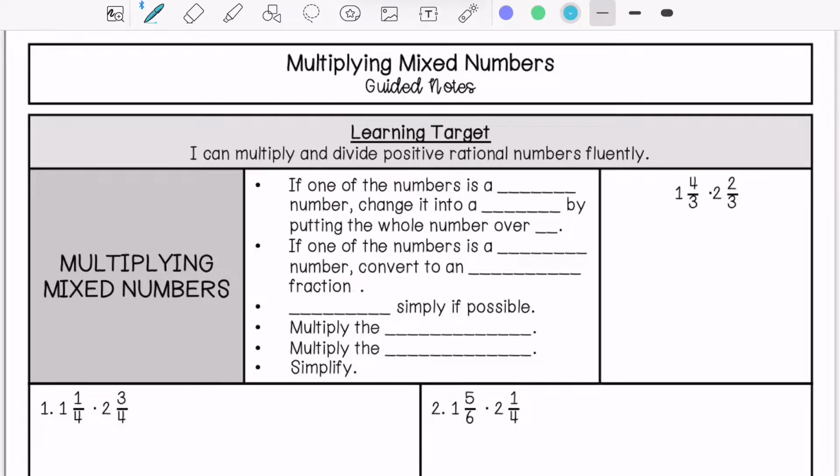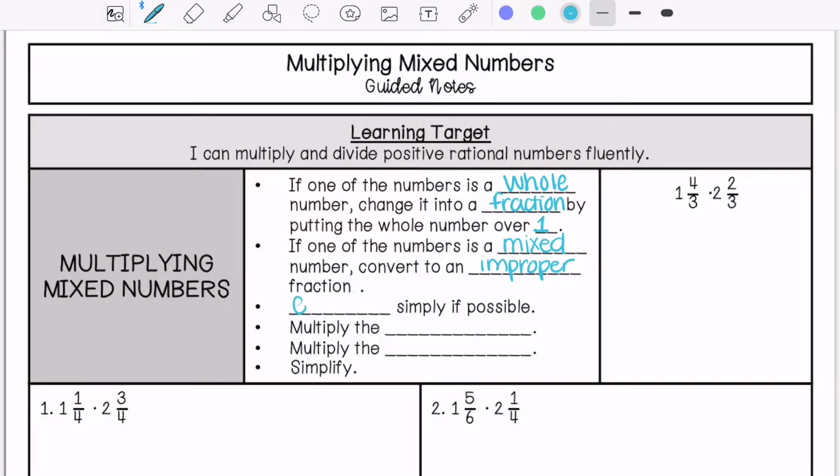To be multiplying mixed numbers. My learning target is I can multiply and divide positive rational numbers fluently. So if one of the numbers is a whole number, you are going to change it to a fraction by putting the whole number over 1. If one of the numbers is a mixed number, you are going to convert it into an improper fraction.